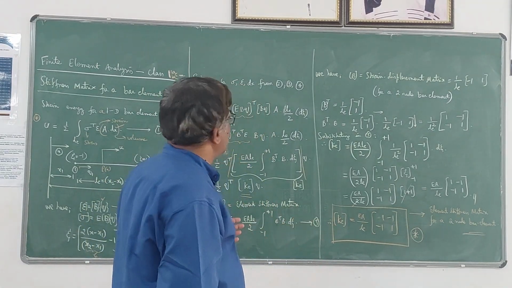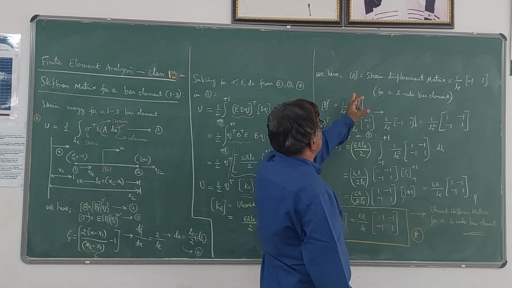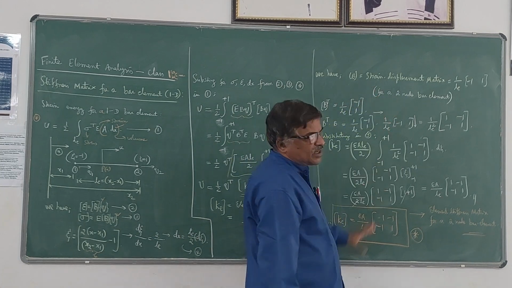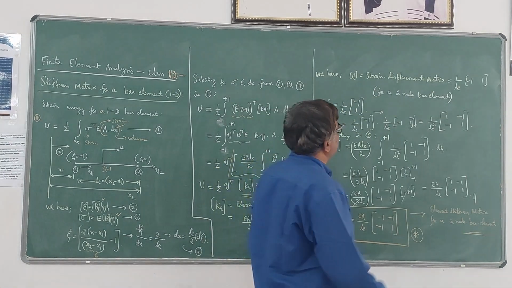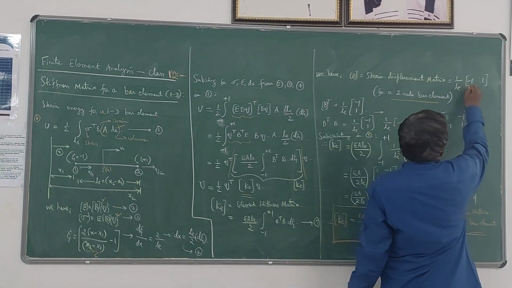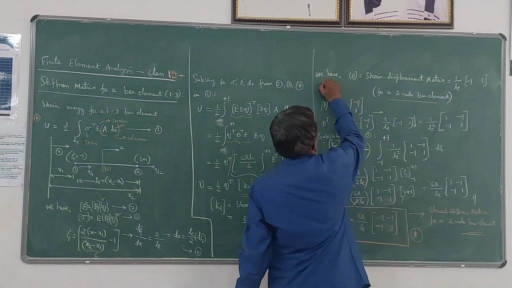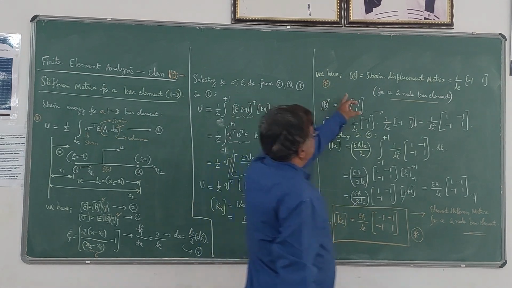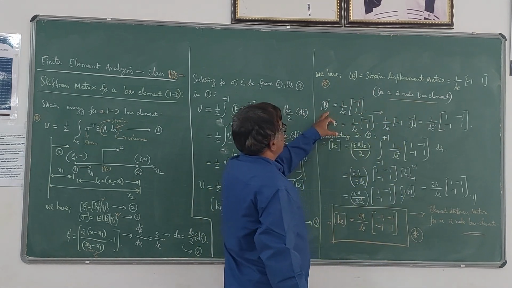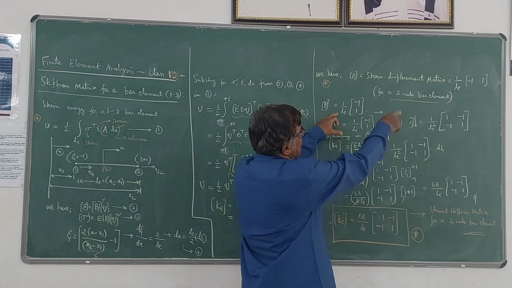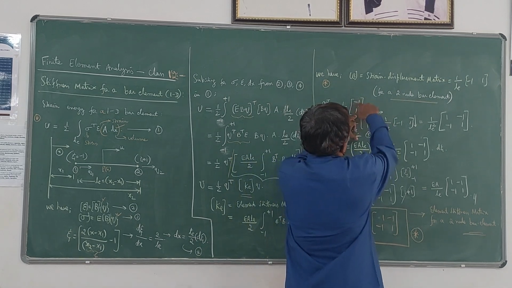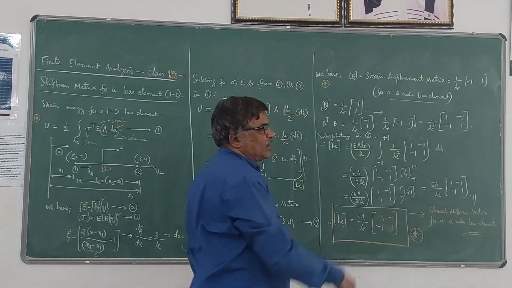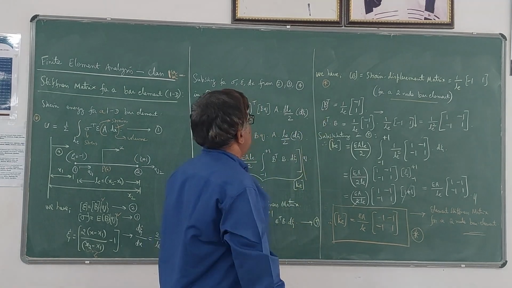bar element. Now we have proved in the last video that the strain displacement matrix for a bar element, a two-noded bar element, is 1 by LE into -1, 1. So that you have to substitute now. Therefore, since B is this, the transpose of that will be B transpose, which is 1 by LE into -1, 1. So that row vector will become a column vector.